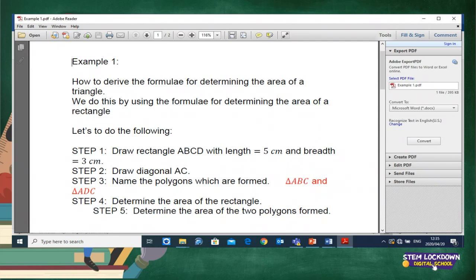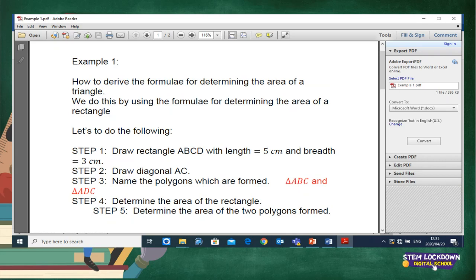And of course, there are 4 steps there, in fact 5. You will have to use step 1, as I've said, draw the rectangle. I hope many of you have already drawn that. You have drawn a rectangle by now, which is rectangle ABCD. And once you are there, you mention the length. The length must be 5 centimeters and the breadth must be 3 centimeters. And again, you draw the diagonal AC, and thereafter you name the polygons which are formed.